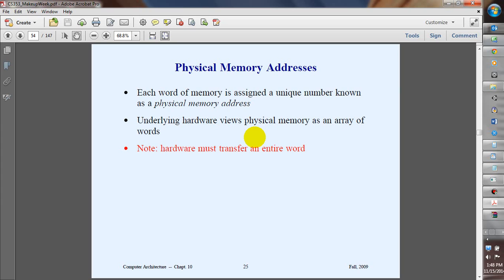Now one thing to note is that hardware must transfer an entire word. So even if the full word is not going to be used, we have to transfer the whole word. That is both a blessing and a curse. Most times, as we've talked about already, the program that is running, the instructions will be very close to each other, and therefore it's going to need the entire word anyway, so it's fine that you can read it all in at once. But sometimes you'll read in some unnecessary data, and you'll just ignore that.